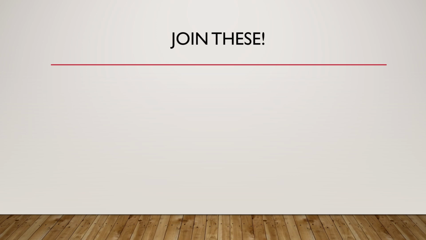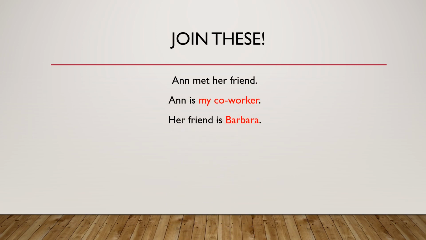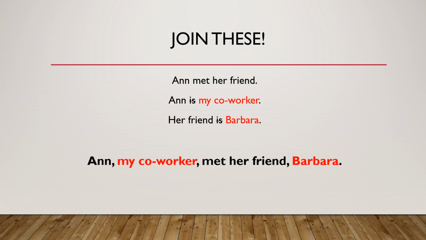Join these. Anne met her friend. Anne is my co-worker. Her friend is Barbara. Again, we have two possible appositives here. Anne is my co-worker. Her friend is Barbara. Please make one sentence. Here's my idea. Anne, my co-worker, met her friend, Barbara. You try. Anne, my co-worker, met her friend, Barbara.